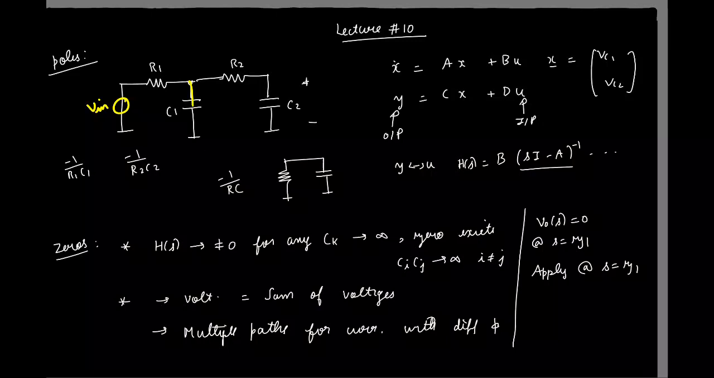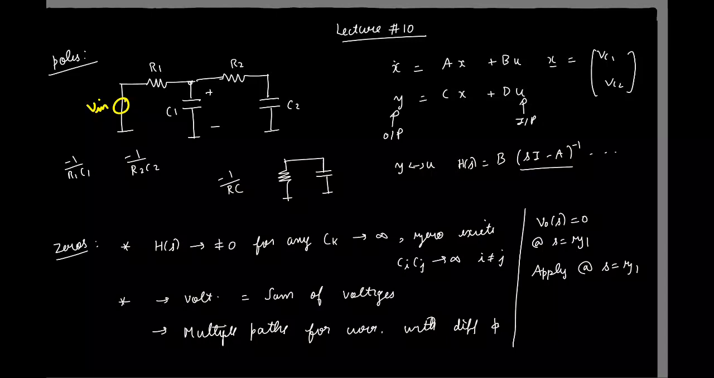So if I short this out, what happens to the output? Zero. I mean, this is zero, obviously this will also be zero. There is nothing exciting the capacitor. And similarly, if I short this, that's also zero. So do we have a zero or not? We don't have a zero. Okay. Now, if I change the output to be this, the number of poles is still the same.